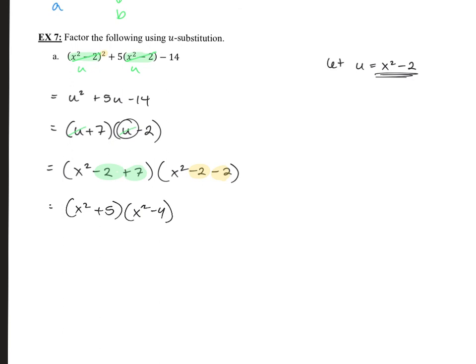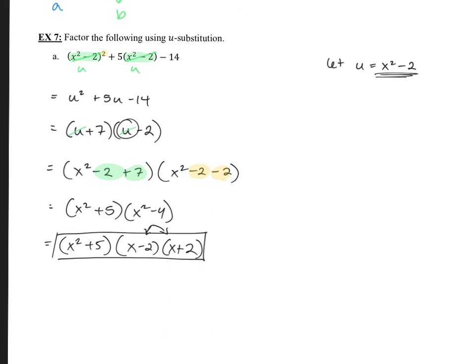Ah, this is a difference of squares, so we have to factor that one. Okay, so this is going to factor into x minus 2, x plus 2, the difference of squares. And that's it. We're done. None of those are any of the difference of squares or difference of cubes, so we're done.